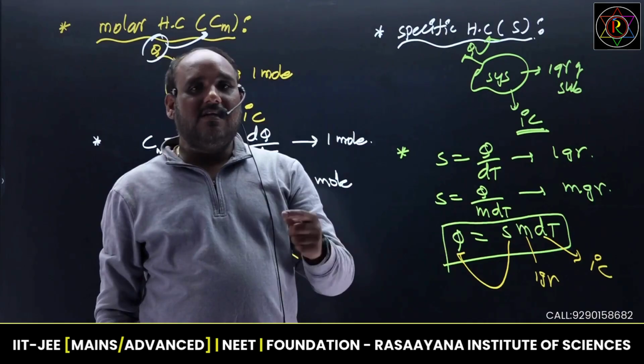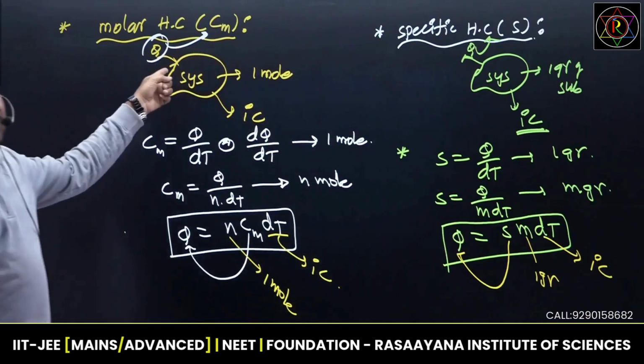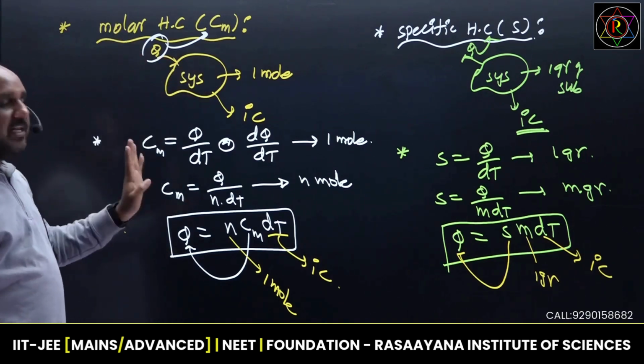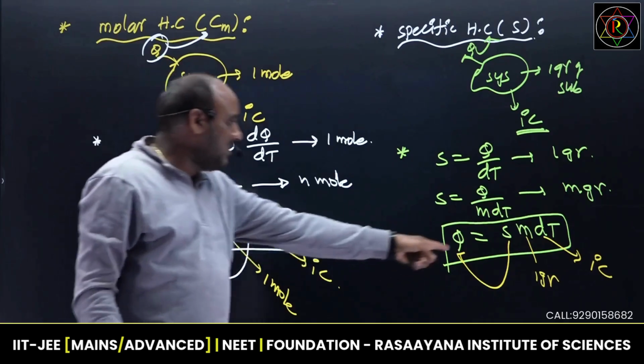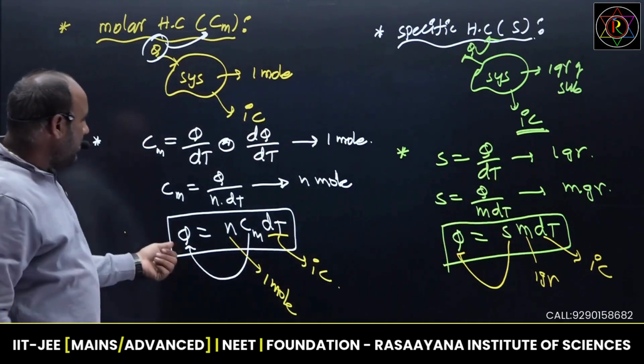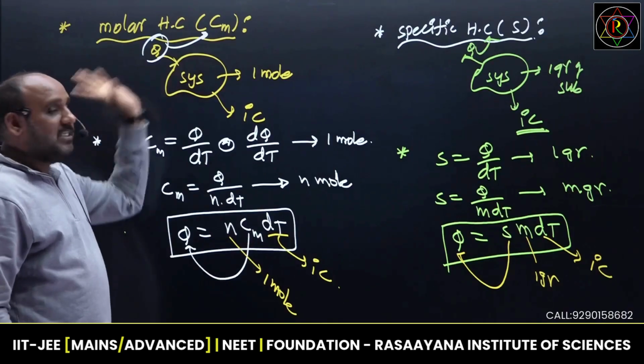If the system releases some amount of heat energy to the surroundings, that is called what? Negative, right? So this is the molar heat capacity. You have to remember these equations. Q is equal to S into M into dT, and Q is equal to n into Cm into dT. Here Cm means molar heat capacity.